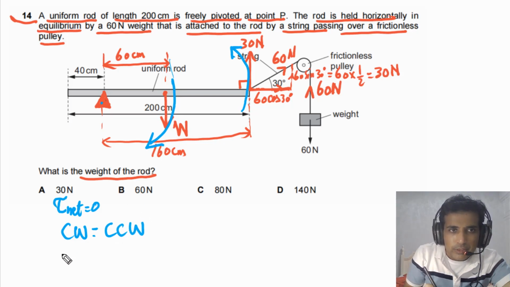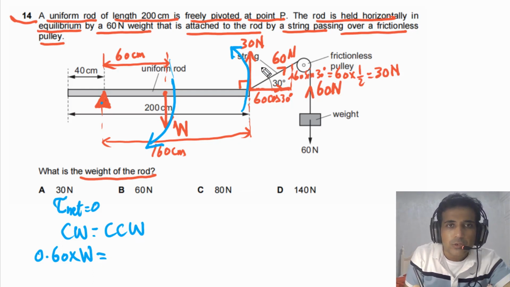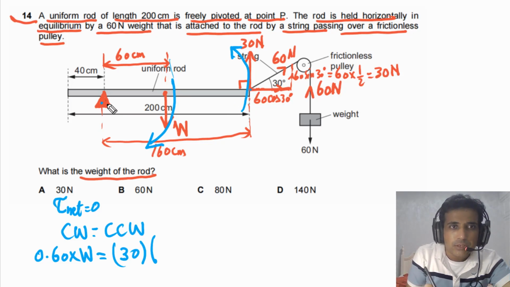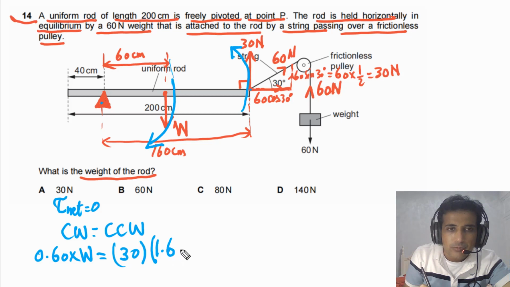The moment due to the weight is clockwise, so that one will be equal to 0.60 times W, and this has to be equal to the counterclockwise moment due to the component of tension, and that one is 30 newtons times the perpendicular distance between this component of tension and the pivot, which is equal to 160 centimeters, or simply we can say 1.60 meters.